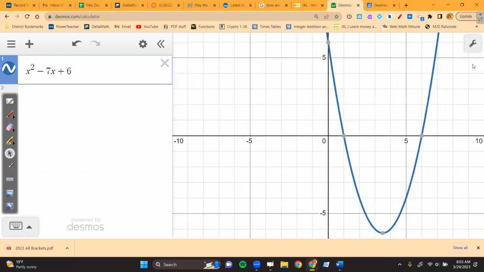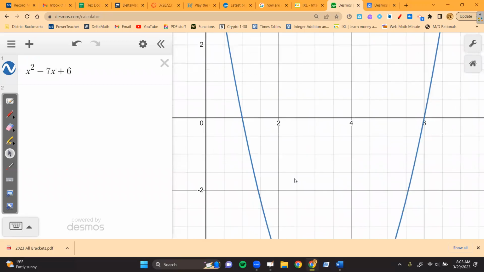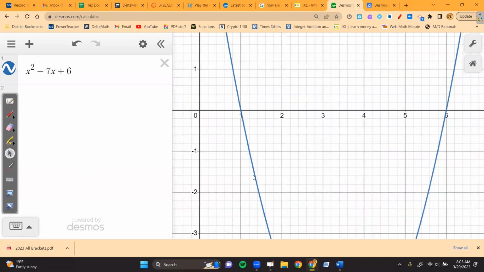And again, feel free, just hit the home button, reset it. And if that doesn't do enough, just scroll out, scroll in, just monkey with it all you want. And so what are the answers? If we had done this problem ourselves, what would we have gotten?